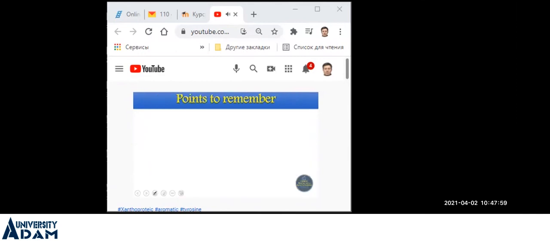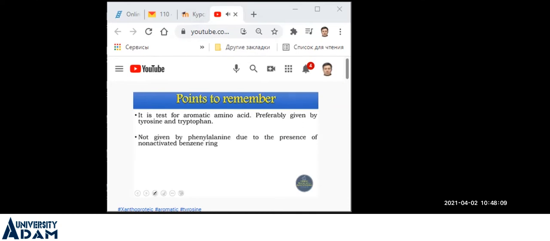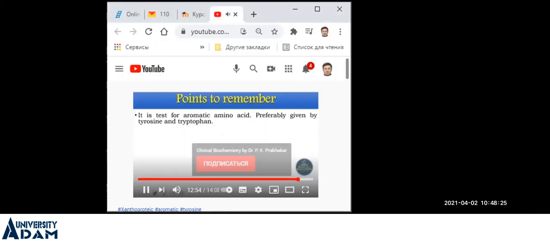Now there are some points which need to be remembered for this test. It is a test for aromatic amino acids, preferably given by both tyrosine and tryptophan only, not by phenylalanine. Why? Because tyrosine and tryptophan have an activated benzene ring, an aromatic ring, whereas phenylalanine does not have an activated benzene ring, so that's why phenylalanine does not give the positive test. Tyrosine and tryptophan give a positive test.